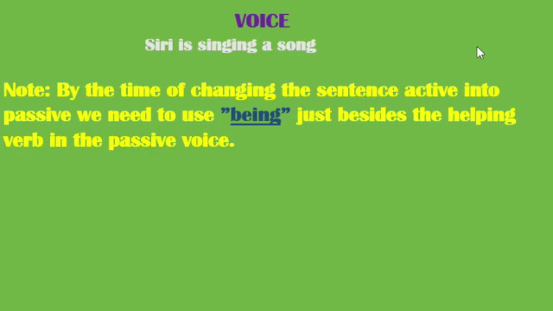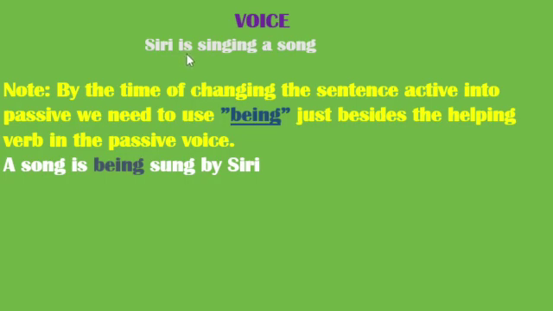Okay, now how should we transform the sentence from active into passive? Actually, "Siri is singing a song." This is in present continuous tense. So let us transform the sentence from active into passive. How to transform it, we can see here. So simple: "A song is being sung by Siri."